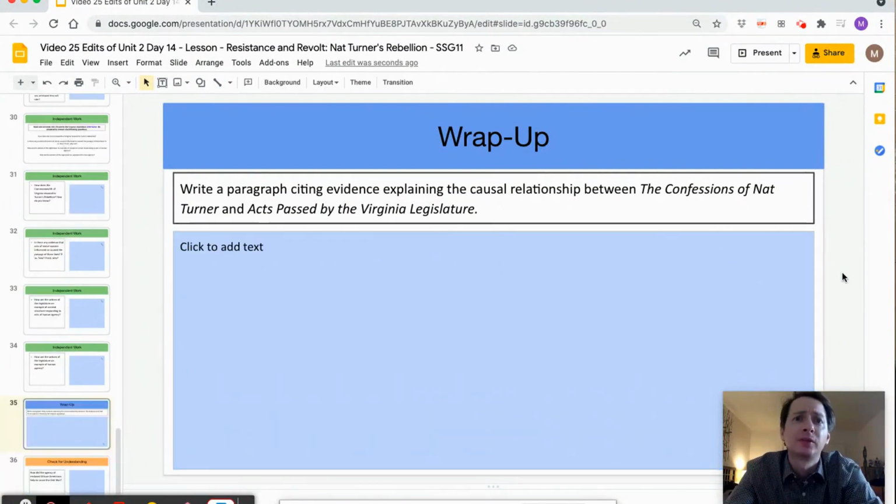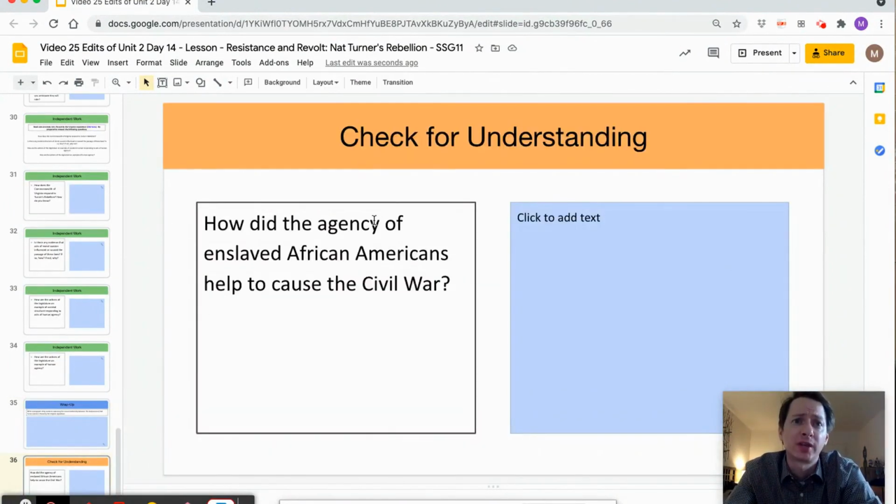And lastly, the lesson concludes with this check for understanding, which serves two roles. First, it connects earlier into the lesson when they were looking at human agency and the acts passed by the Virginia legislature. And second, it prepares the students for the summative assessment. And you can inform them that they may want to bookmark their response here so they can easily refer back to it as they prepare for that summative.